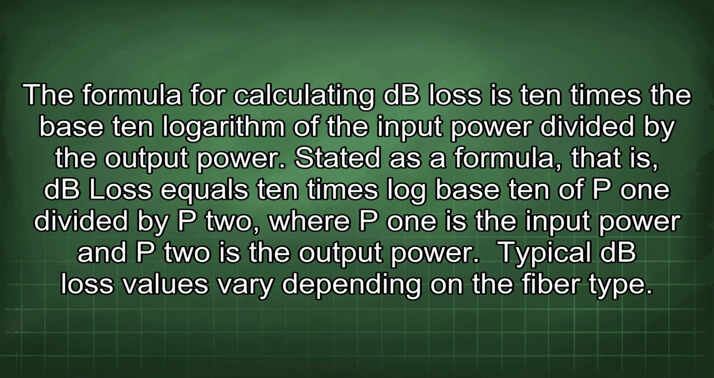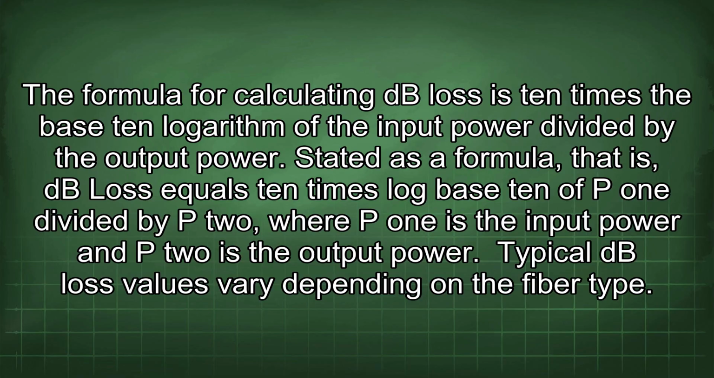The formula for calculating dB loss is 10 times the base 10 logarithm of the input power divided by the output power. Stated as a formula, that is, dB loss equals 10 times log base 10 of P1 divided by P2, where P1 is the input power and P2 is the output power.